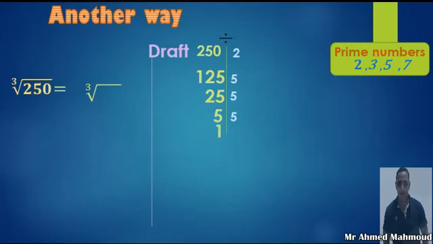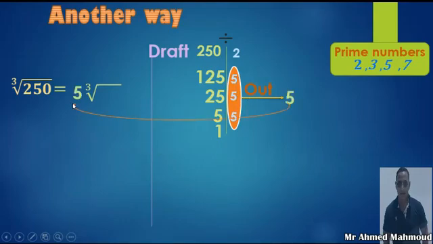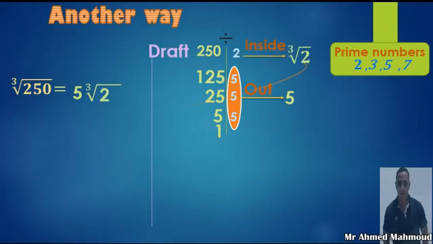Now in this case we have a cubic root. Then we are going to select 3 like factors, like this 5, to come out here in this position. And the separate 2 will be inside the root like this, to be in this position.